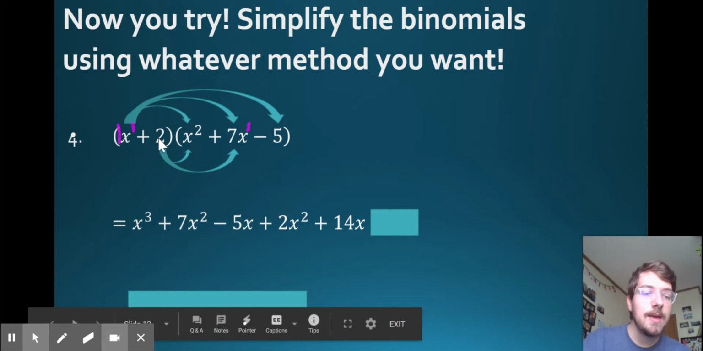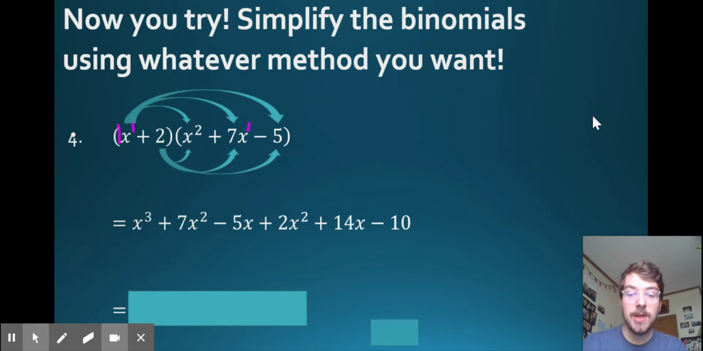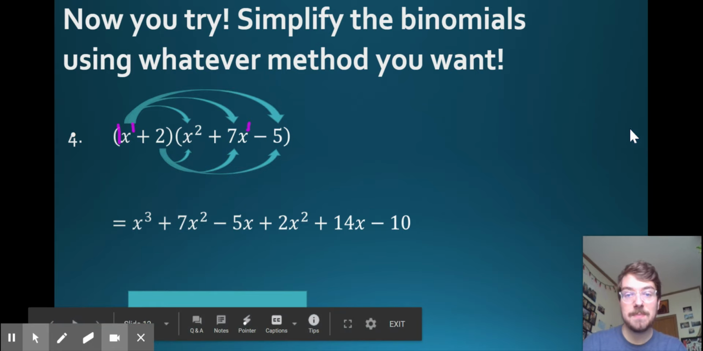And our last step, I got to do 2 times a negative 5, which should be negative 10. So at the end of our polynomial, we should have a minus 10.